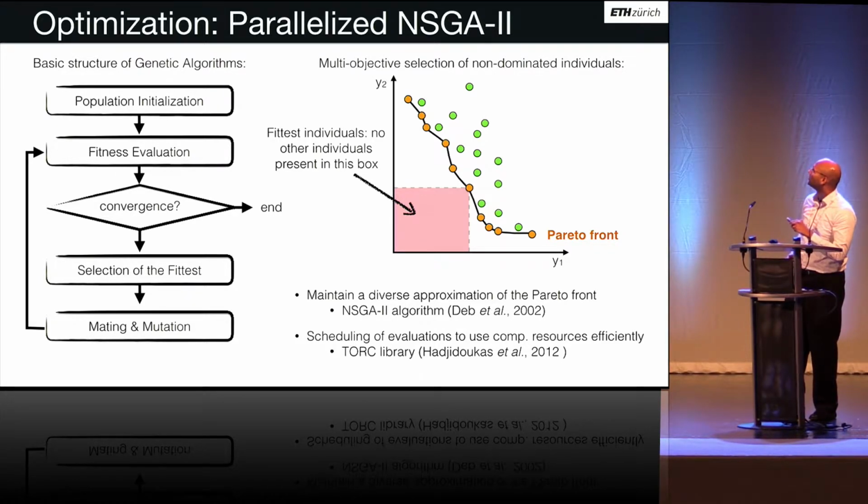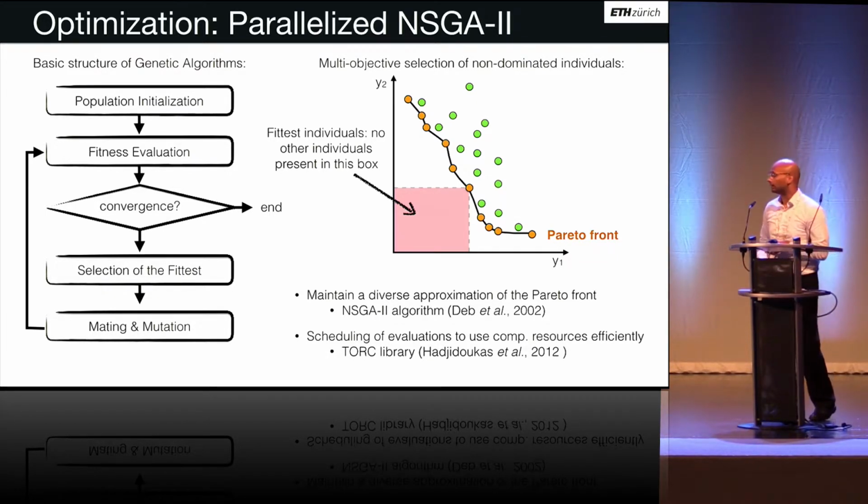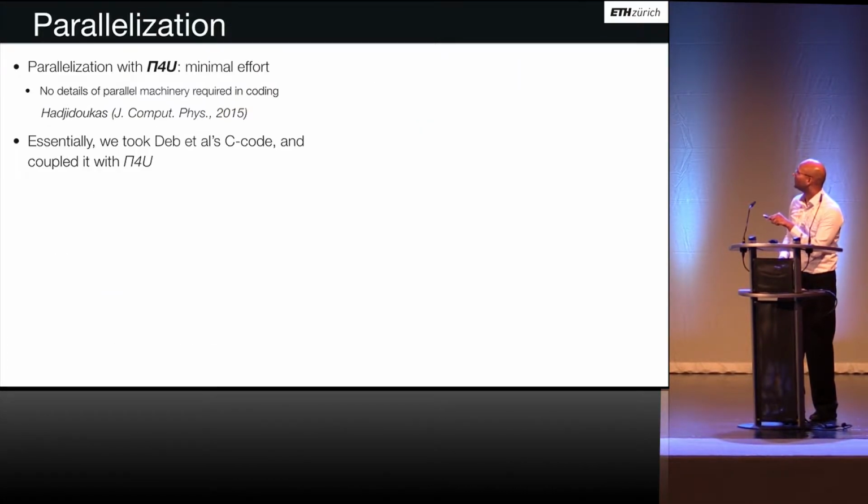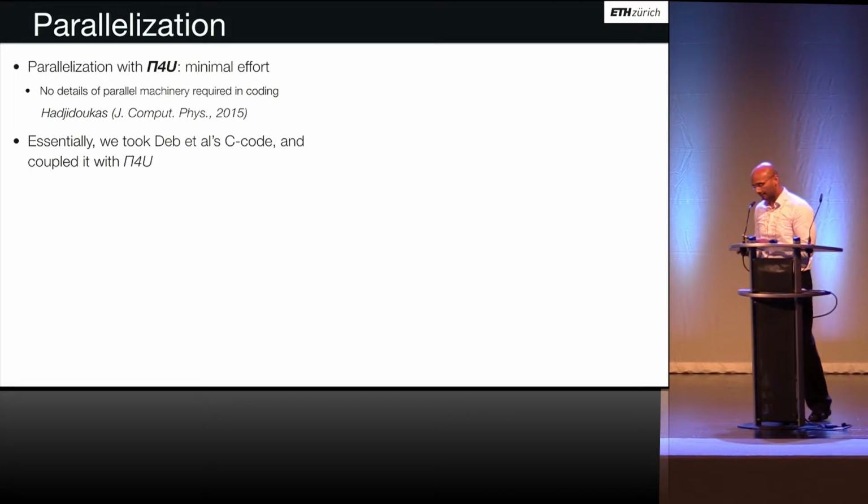The code we used for NSGA-II is actually open source, again, by Dave et al. And it's a serial code, so we had to figure out a good way to parallelize it. And for that, we used another library that was also developed in the group. It's called Torque, or Pi4U. And there's reference 1, and there's another reference. So the way this works is, it's very similar to how OpenMP works.